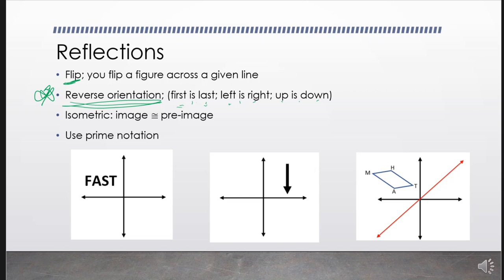So if we looked at this word fast, and we were reflecting it over the y-axis, it would now be the T, then the S, then the A, and then the F. So what was first, as far as the F, is now the last letter, and what was facing to the right is now facing left.